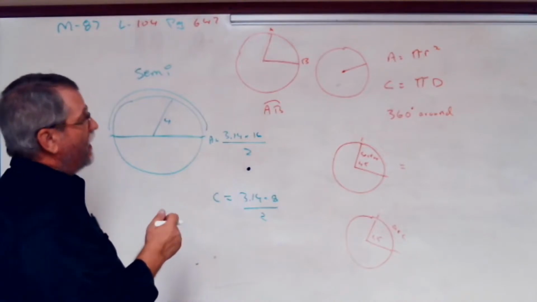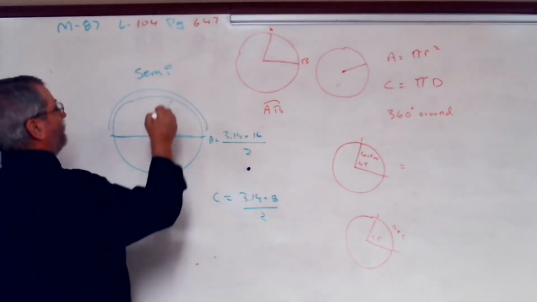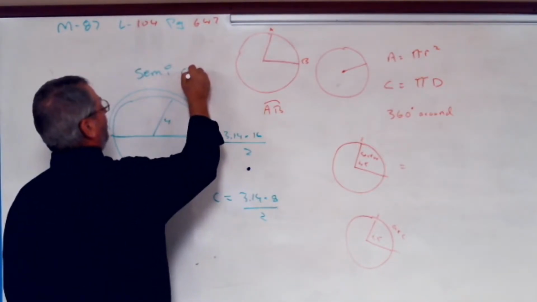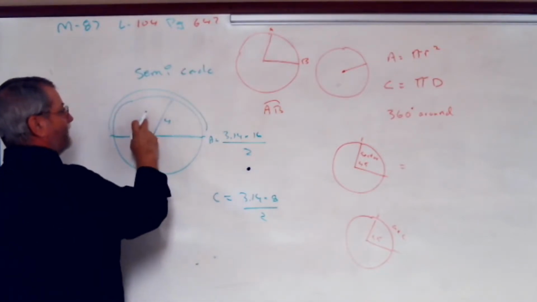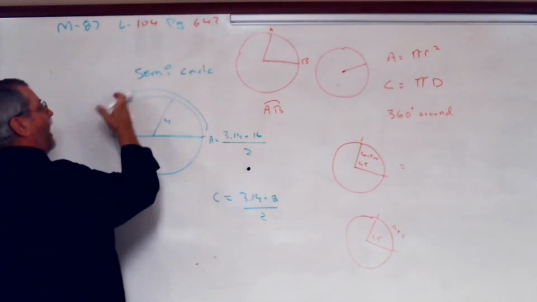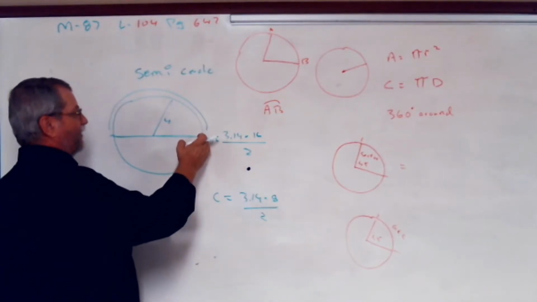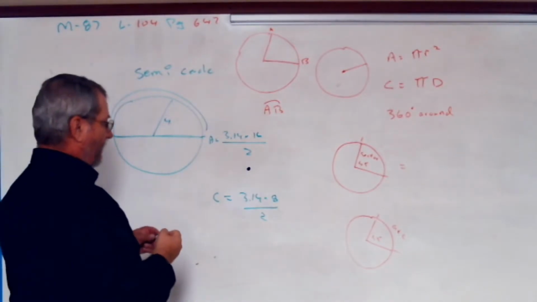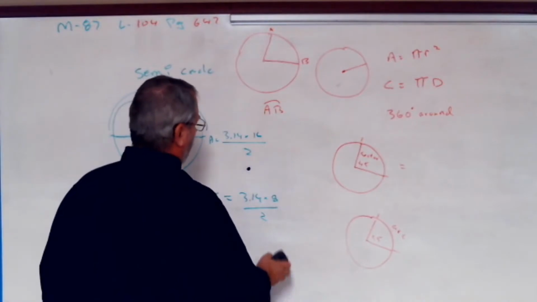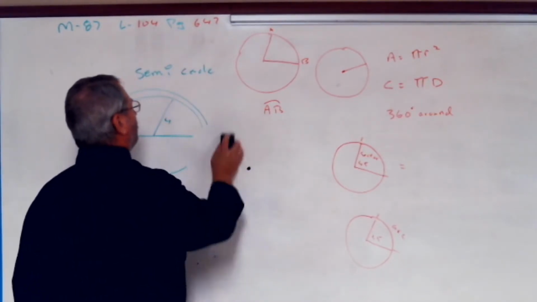Does that make sense? So a semicircle is half of a circle, exactly half. 180 degrees out of 360. It's half of a circle. Okay? Let's see. Let's get rid of this stuff here for a minute.